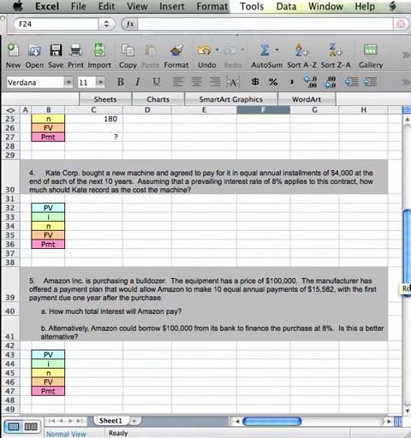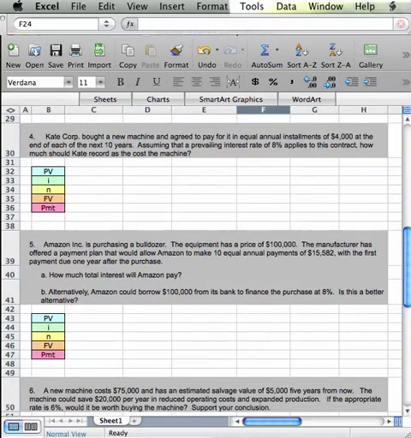Now let's go to the next example. In this example, Kate bought a new machine and agreed to pay for it in equal annual installments of $4,000. So in this case, we know our payment is going to be $4,000.